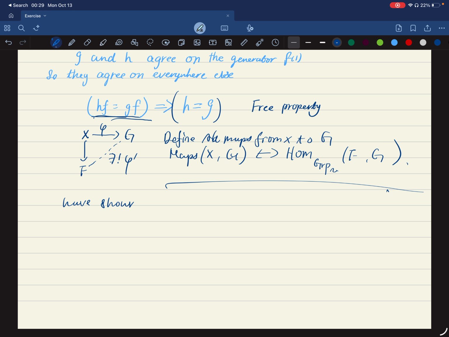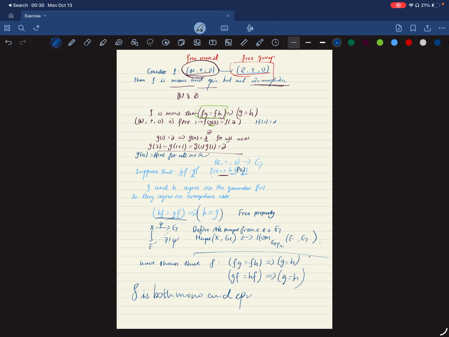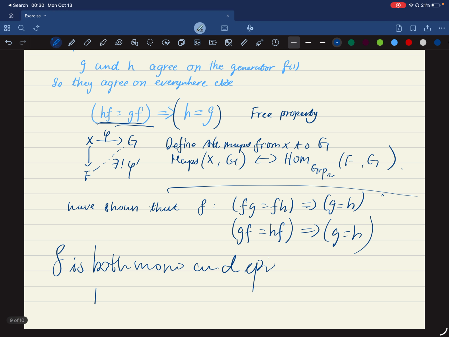and that we have shown that F satisfies Fg equals Fh implies G equals H, and Gf equals Hf implies G equals H. So F is both mono and epi. But F is not an isomorphism, because it cannot be an isomorphism due to this fact.